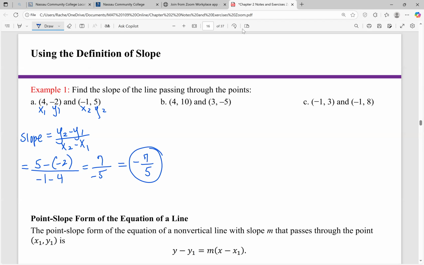The way we interpret that is, as I move from the point x1, y1 to the point x2, y2, I would have to travel downwards, or vertically, 7 units and then to the right 5 units. So the line is going to be sloping downward since the slope is negative.